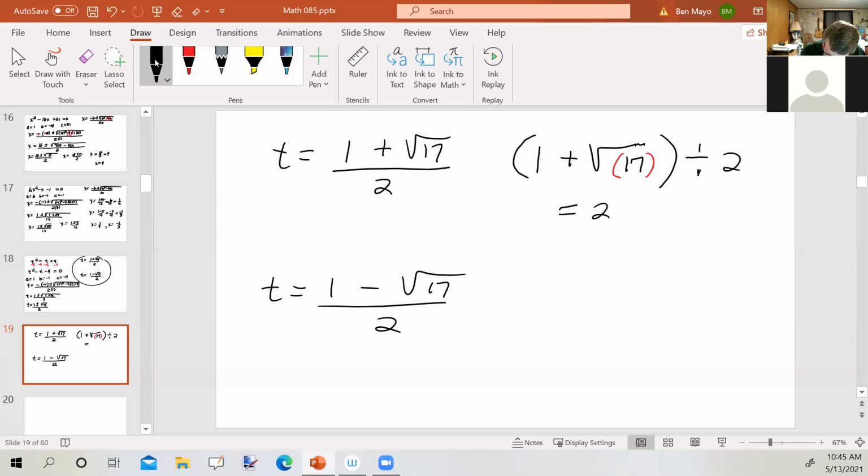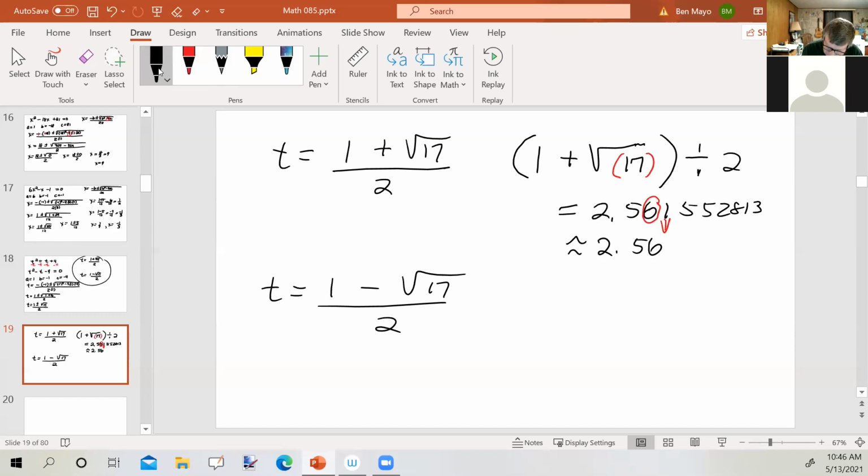2.5615528813. But the direction said to round to the nearest hundredth. The hundredth spot would be right there. The 1 would round down, so my solution is going to be 2.56. That's my first answer, okay? Any questions about that?